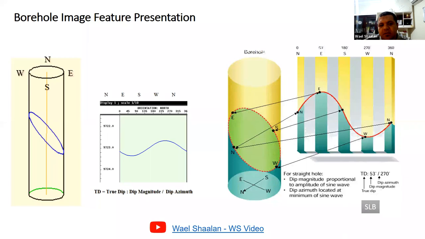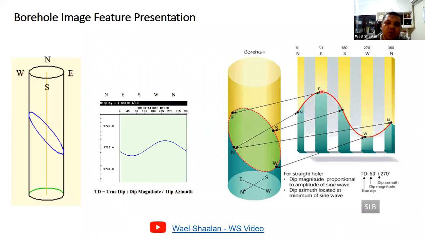You will see it as this one, we call it a sine wave, or amplitude, or sinusoid. Whenever you have high inclination, if it's horizontal, this will be a flat line. And the more inclined it is, the more the spacing between the top of this sine wave and the bottom of the sine wave will increase. So whenever you have something like this, it means you have an inclined feature, a dipping feature with high dip, like fractures and faults.